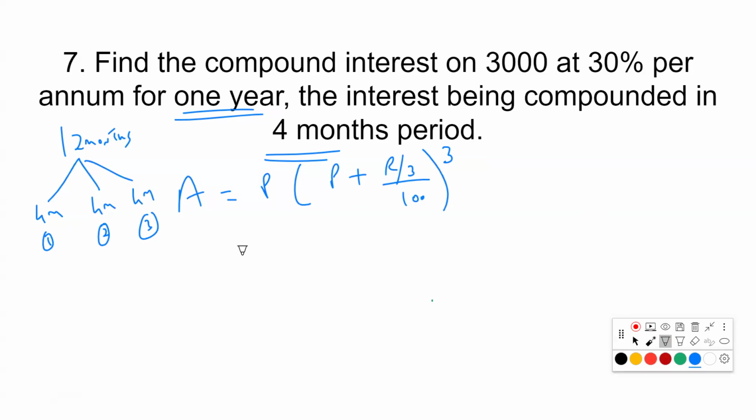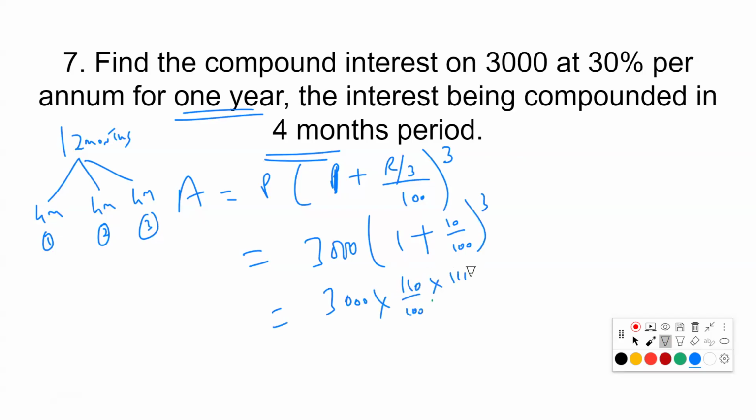So now that you have applied, now you will apply, say this is 1 plus. So P is 3000. Perfect. 1 plus R by 3. 30 by 3 is nothing but 10 by 100 and power 3. So basically it is 3000 into 110 by 100 into 110 by 100 into 110 by 100. Got it?